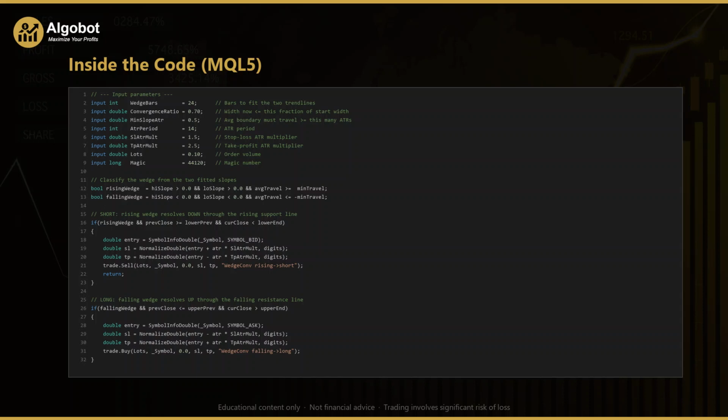The long block mirrors it. It fires when we have a falling wedge. The prior close was at or below the resistance line, and the current close pushes above it. Entry is at the ask. The stop sits 1.5 ATR below, the target 2.5 ATR above, and trade.buy sends it. Both sides use the same volatility-scaled risk framework.